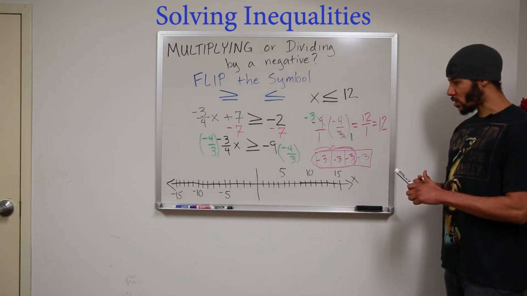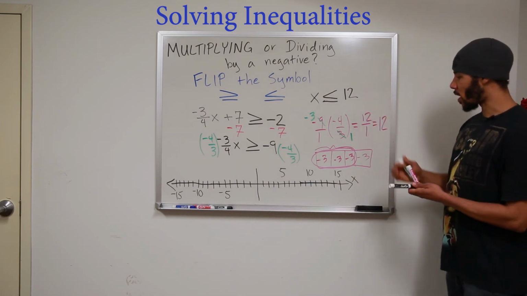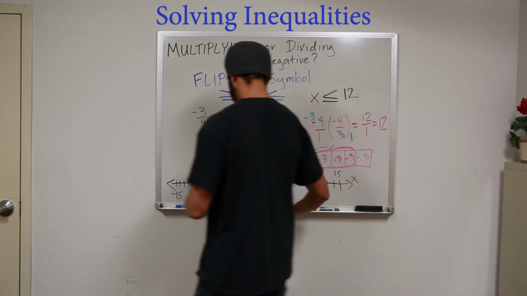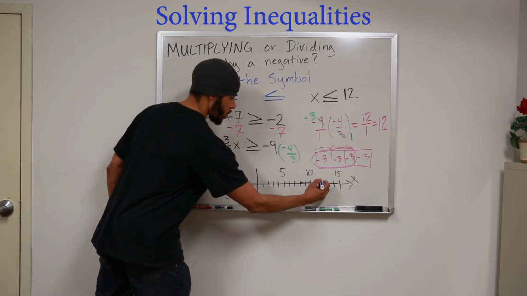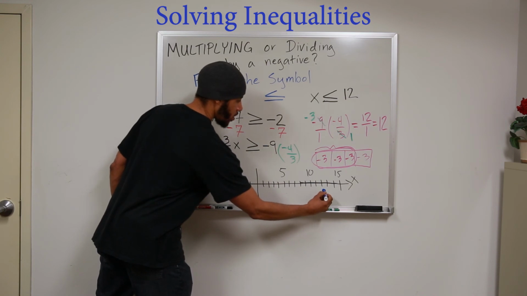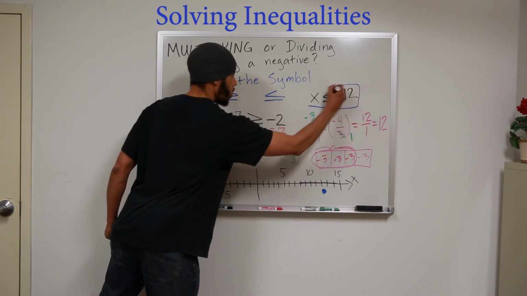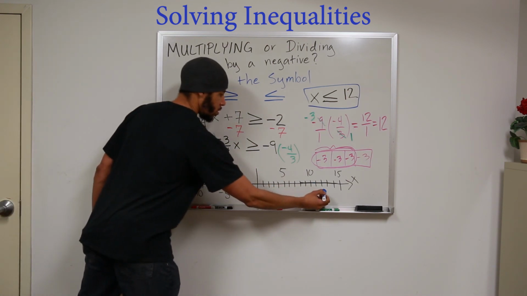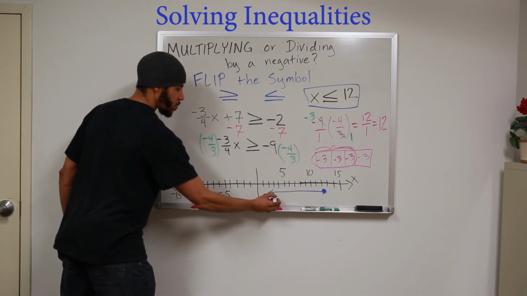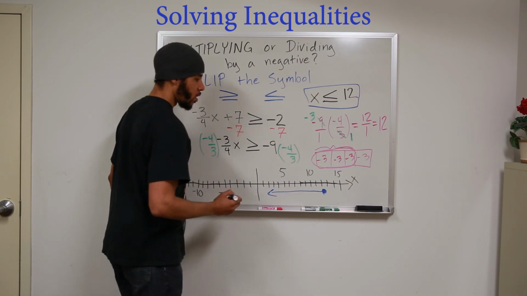For our inequality though, let's go ahead and find our positive 12. Positive 12 is all the way up here, 2 spaces past the 10. X must be less than or equal to. Less is this way. So all the spaces less than 12 are our solution.